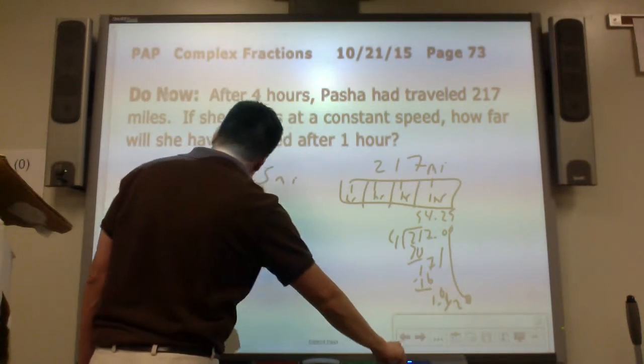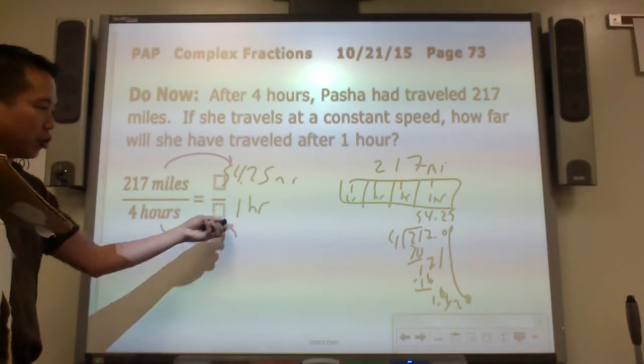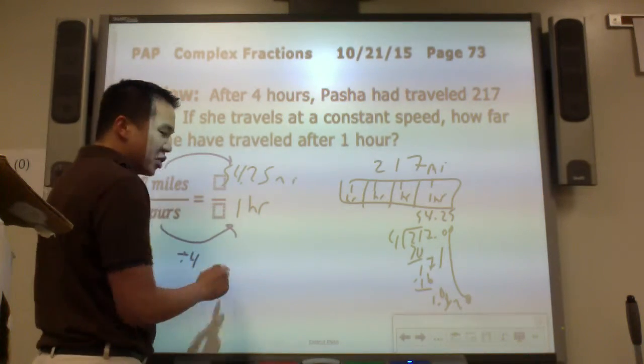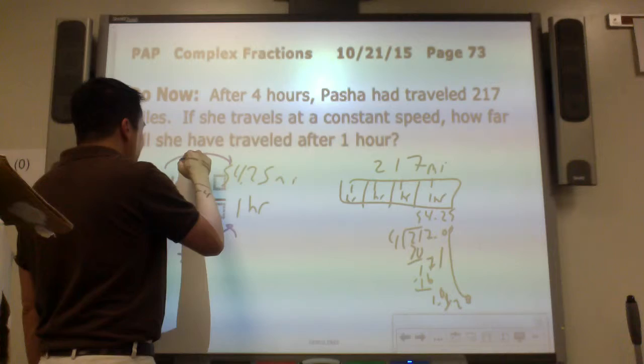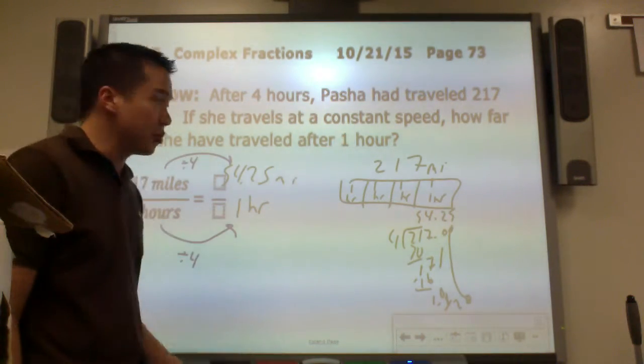Another way you can do it is through the box method. How do you turn 4 hours to 1 hour? You divide by 4. You're scaling down by 4. And you would get 54 and 25 hundredths.